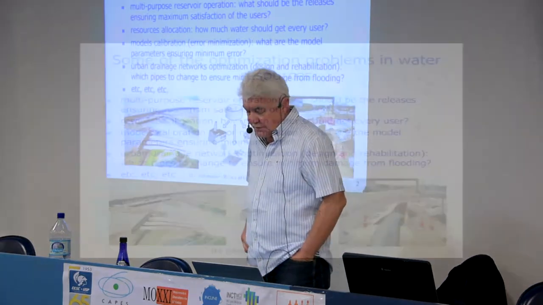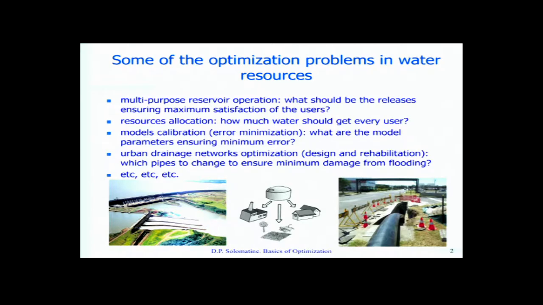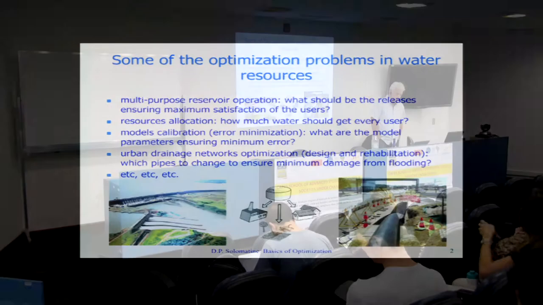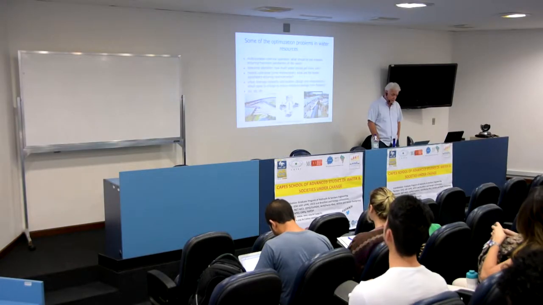Some of the optimization problems in water resources you see listed here, and that's only some of them. There are more problems that would require you to apply, or at least to think in optimization terms. For example, multipurpose reservoirs. What should be the releases ensuring maximum satisfaction of the users, and there are many different users. Typical optimization problem.